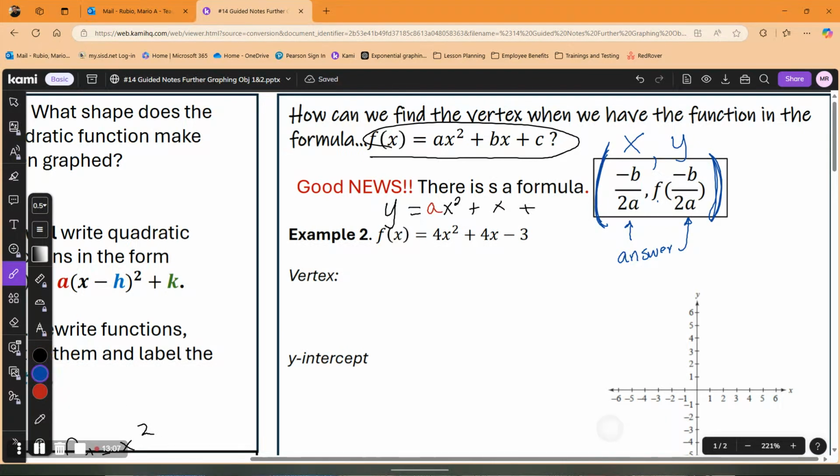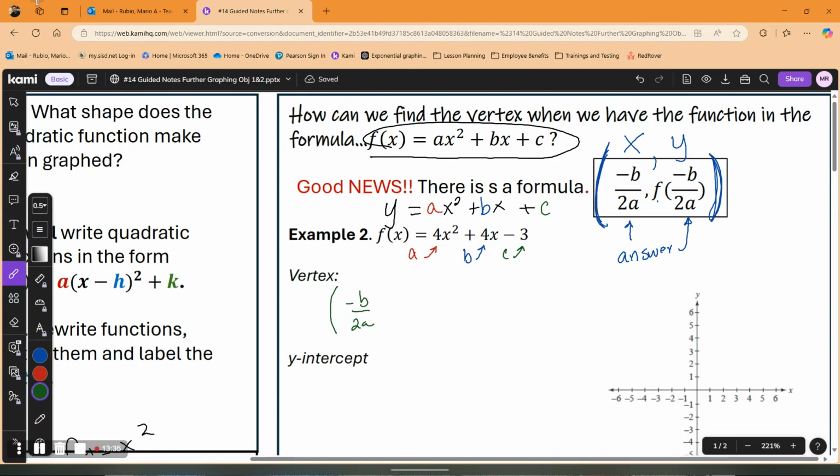Ax squared plus bx plus c. Okay, so in this case, our a is 4, our b is 4, and my c is negative 3. So I'm going to use this equation for my vertex: negative b divided by 2a.